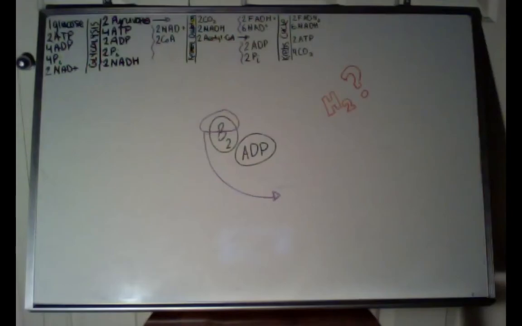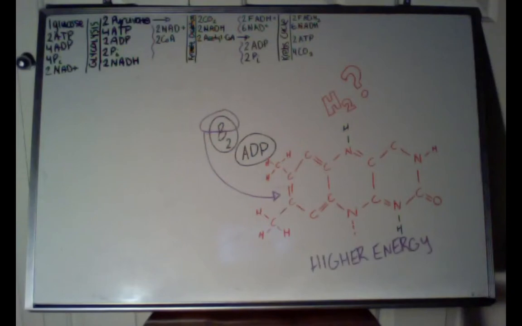Well, within our vitamin B2, within the flavin, we have two nitrogens, and hydrogens will bond to them and form a higher energy state. And this higher energy, like I've mentioned multiple times now, will become very useful later on in cellular respiration. So now what?